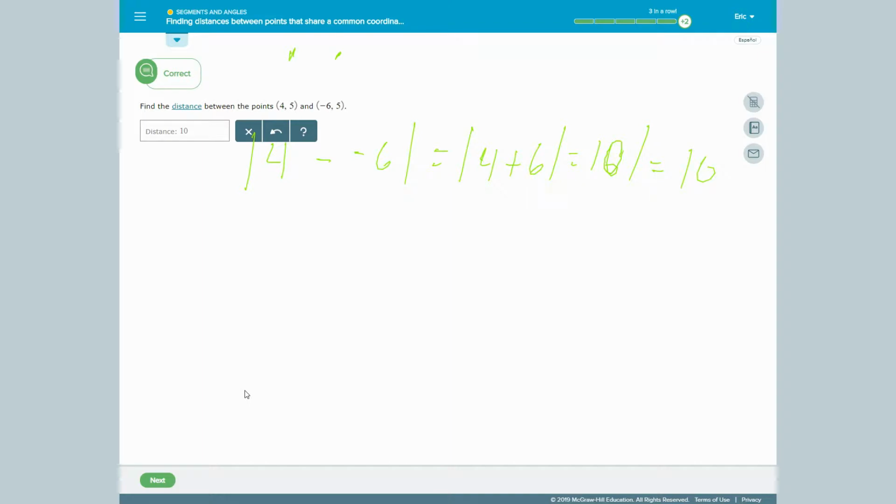So distance for this particular topic is simply find your value, either x or y, that are not the same, and just find the distance between them, which is the absolute value, the first value minus the second value. And that's it.